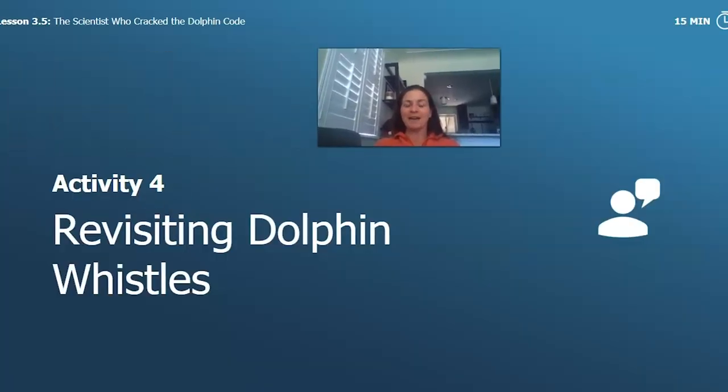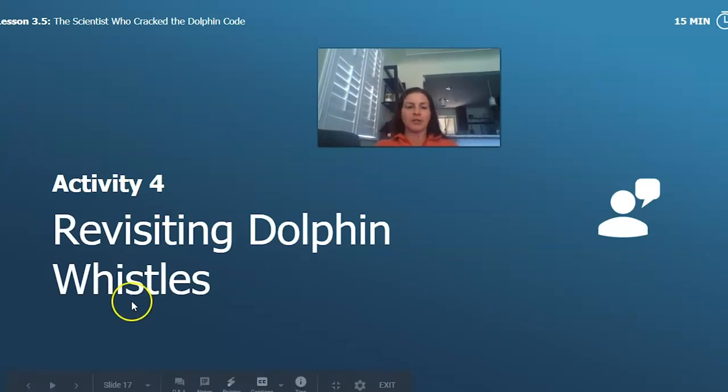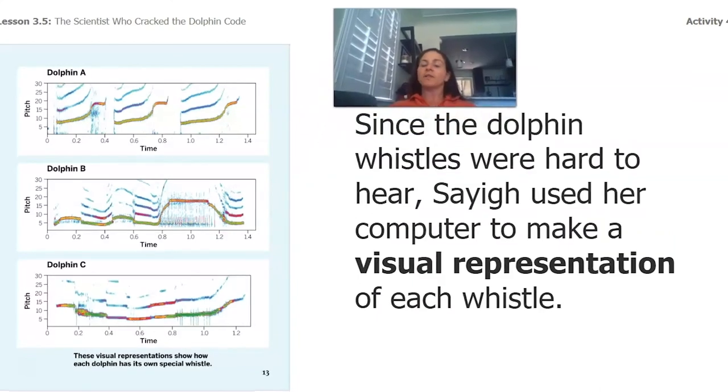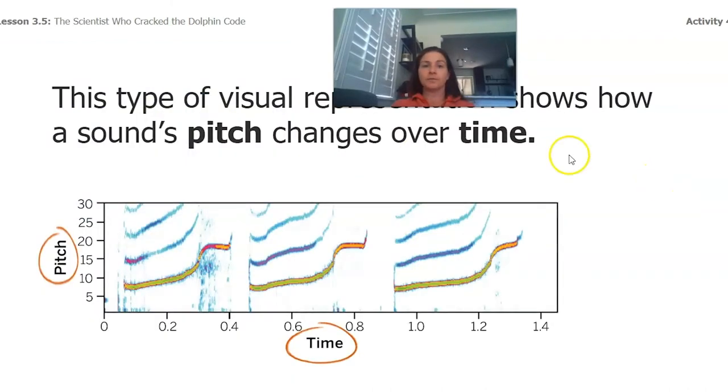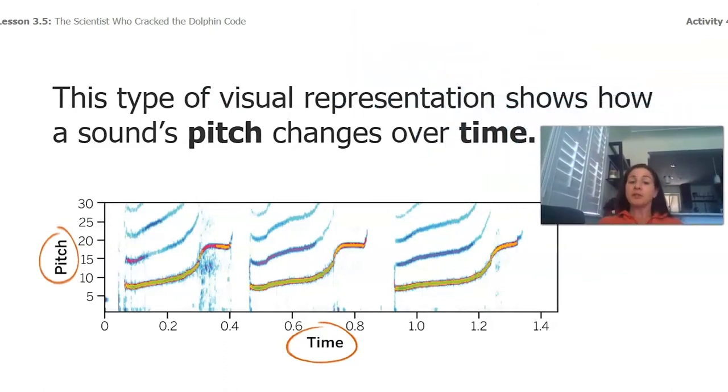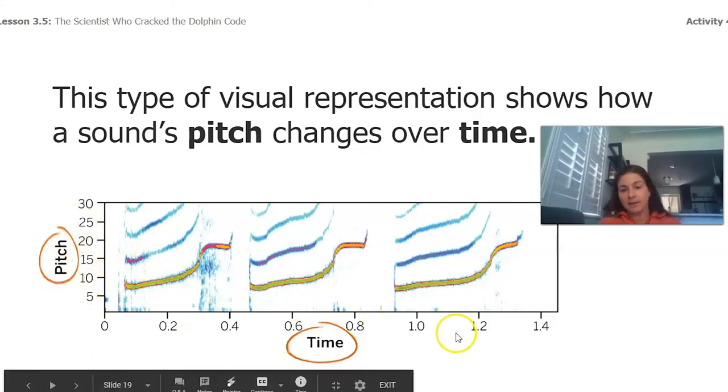All right, welcome back. We're going to go back to those same dolphin whistles, and we're going to do a little bit of exploration with them. Since the dolphin whistles were hard to hear, Sayegh used a computer to make visual representations of each whistle. So these are actually the visual representations of the three dolphins that we listened to. This type of visual representation shows how a sound's pitch changes over time. So we have the pitch over here and the time on this side, on this axis.